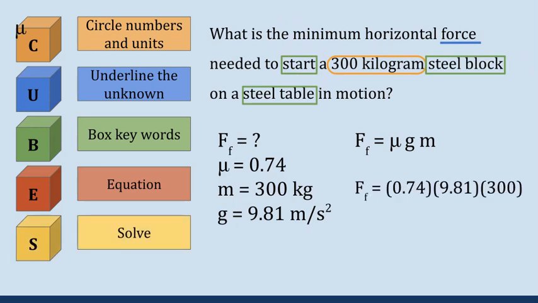So it's time to solve. Ff equals 0.74 times 9.81 times 300. I plug that into my calculator and I get Ff equals 2,177.82 newtons. You can round that because it's a multiple choice question. The answer that you're choosing is 2,220 newtons.